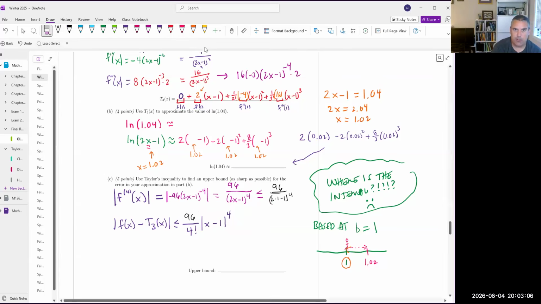And then the other saving grace is that we're actually really close. Our approximation, 1.02, is not very far away. So this is going to be 96 over 4 factorial, times 0.02 to the fourth. I suspect that's pretty small. You can leave it like that too.